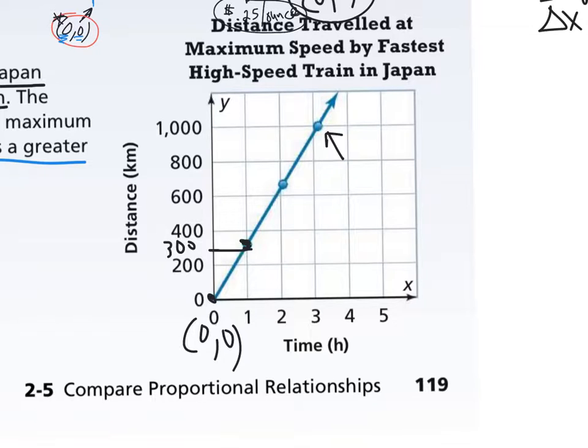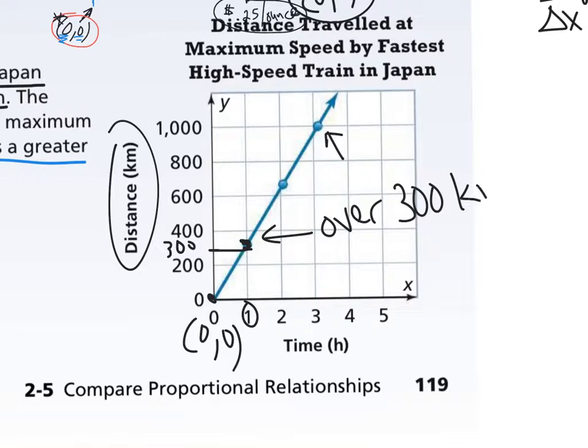So that's saying that we're going up. Well, it's really already a unit rate because that's for 1 hour. And that's how many kilometers it went. So this is probably over 300 kilometers per hour. And so then we can tell that the train in Japan has a faster maximum speed than the one in the United States.